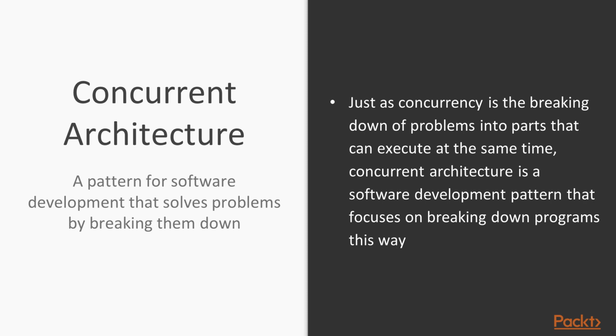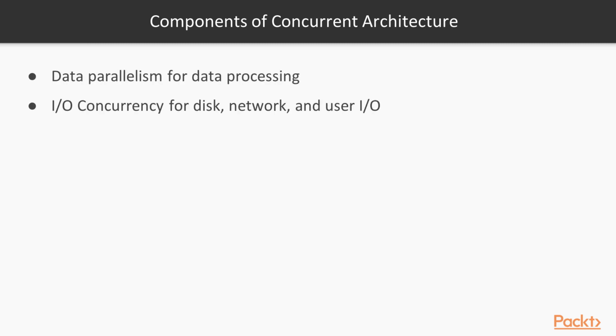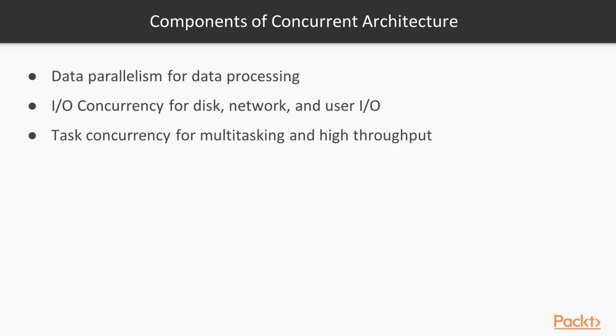Concurrent architecture structures programs around concurrency strategies. Concurrent architecture works very well on modern hardware because it enables and incorporates all aspects of concurrency we've discussed in the past. It uses data parallelism for rapid data processing, I/O concurrency to speed up I/O operations and free up the CPU during periods of I/O waiting, and task concurrency to improve multitasking and throughput, and provide computations to be done during that freed up CPU time.